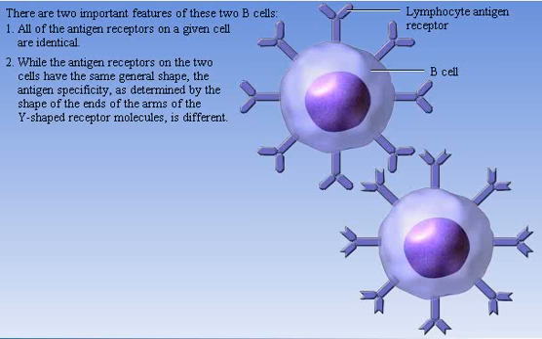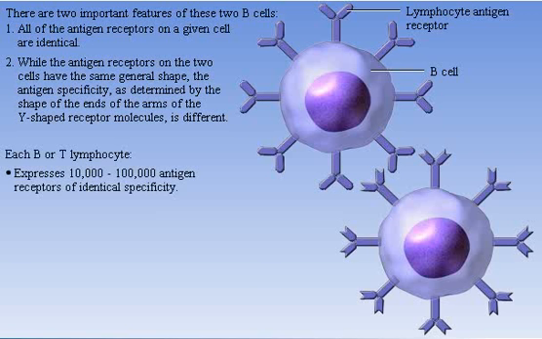The second feature you should observe is that while the antigen receptors on the two cells have the same general shape, the antigen specificity, as determined by the shape of the ends of the arms of the Y-shaped receptor molecules, is different. Each B or T lymphocyte expresses 10,000 to 100,000 antigen receptors of identical specificity on its plasma membrane. The receptor specificity of each B or T cell is unique, that is, each B or T cell binds optimally to only one antigenic determinant.